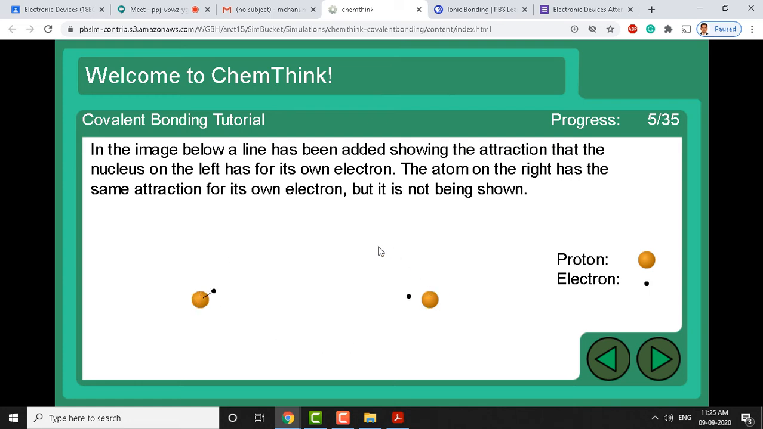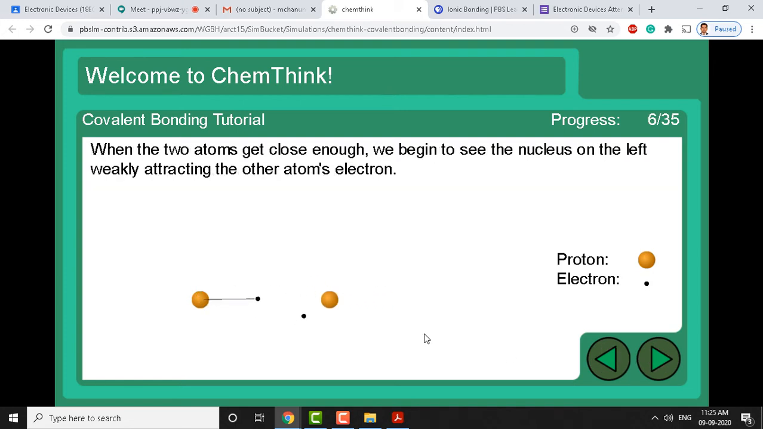And in this example, you can see there are lines here. These lines have been added to show the attraction between the nucleus on the left and its own electron. On the right side, the atom on the right has the same attraction for its own electron, but it is not being shown here in this case. Here we have shown the lines so that you see the attraction of the nucleus for its own electron. So now we will see what happens when we bring these two atoms close to each other in the next step. You can see here what is going to happen.